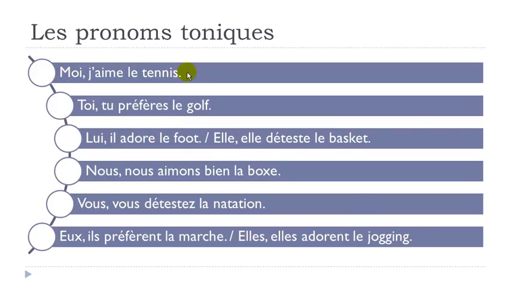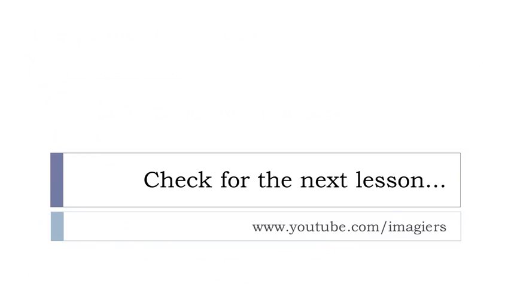Moi, j'aime le tennis. Toi, tu préfères le golf. Lui, il adore le foot. Elle déteste le basket. Nous aimons bien la boxe. Vous détestez la natation. Eux, ils préfèrent la marche. Elles adorent le jogging. Okay, that's it for now.